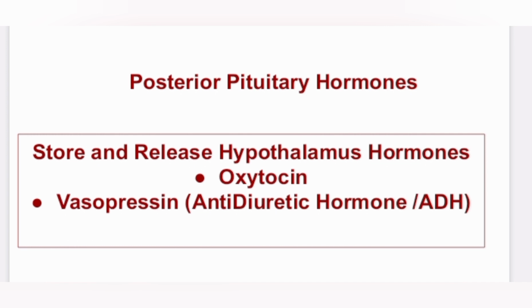Actually, these two hormones are synthesized by the hypothalamus, and they are taken towards the posterior pituitary where they are stored temporarily. So we can notice that posterior pituitary is just storing and releasing the secretions, hormones like oxytocin and vasopressin, which are structurally very important and functionally very important.